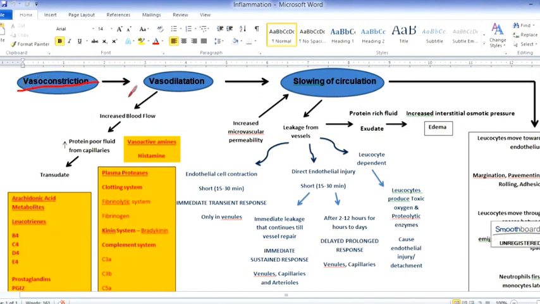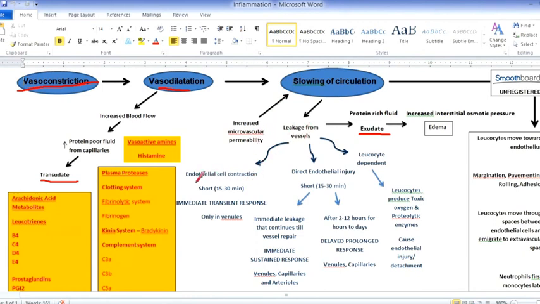seconds. After this, there is a vasodilatation which causes increased blood flow and increase in protein poor fluid flow from capillaries, which is known as transudate. Transudate is later replaced by exudate, which is protein rich fluid. This is formed due to increased microvascular permeability causing slowing of circulation and leakage from the vessels.